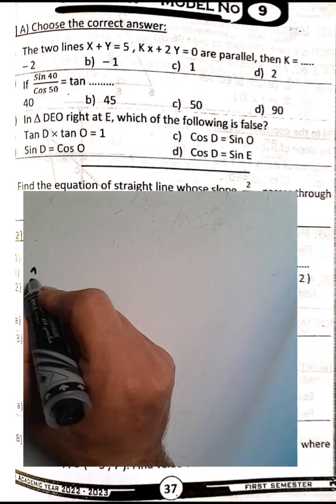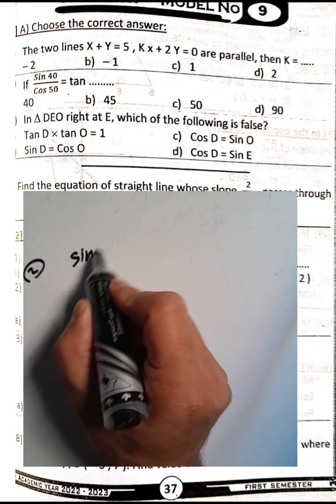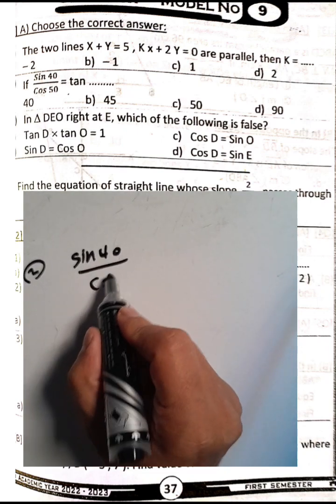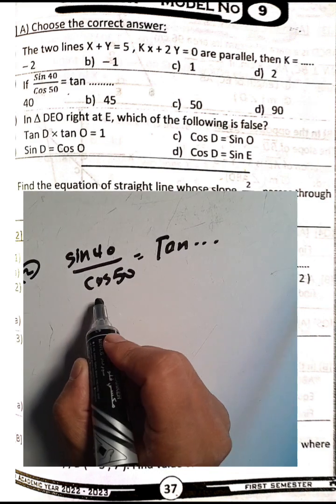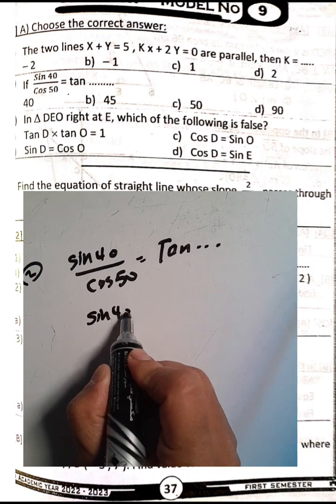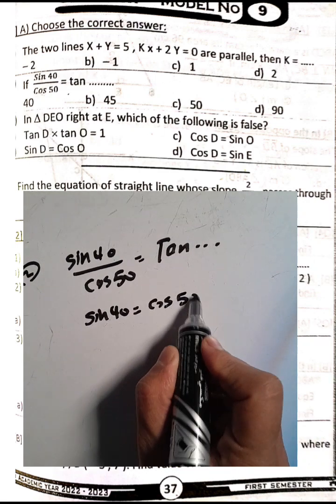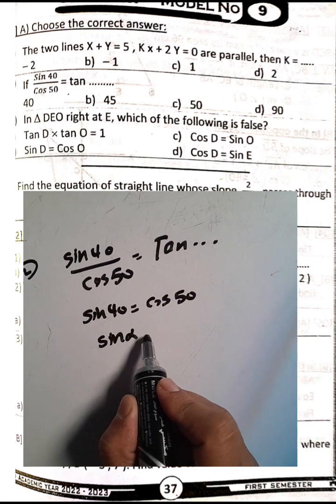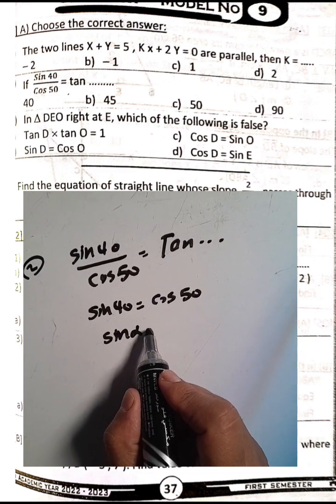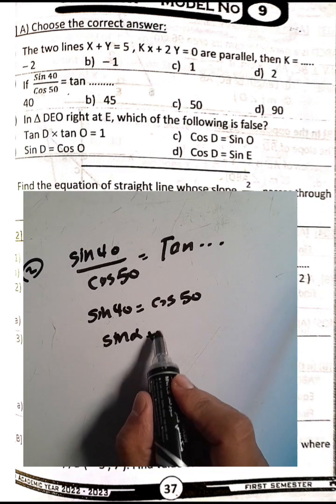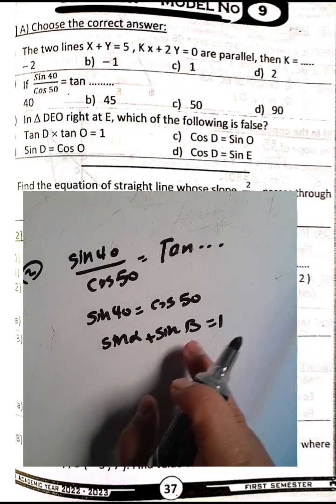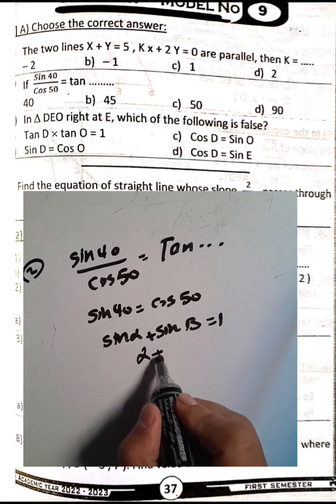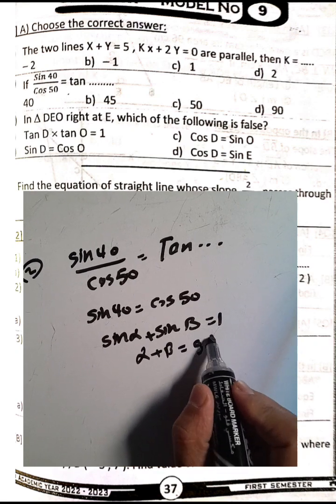Next question, number 2. If sine 40 over cosine 50 equals tan of something, we know sine 40 equals cosine 50, because sine alpha equals cosine beta when the measure of angle A plus the measure of angle B equals 90 degrees.